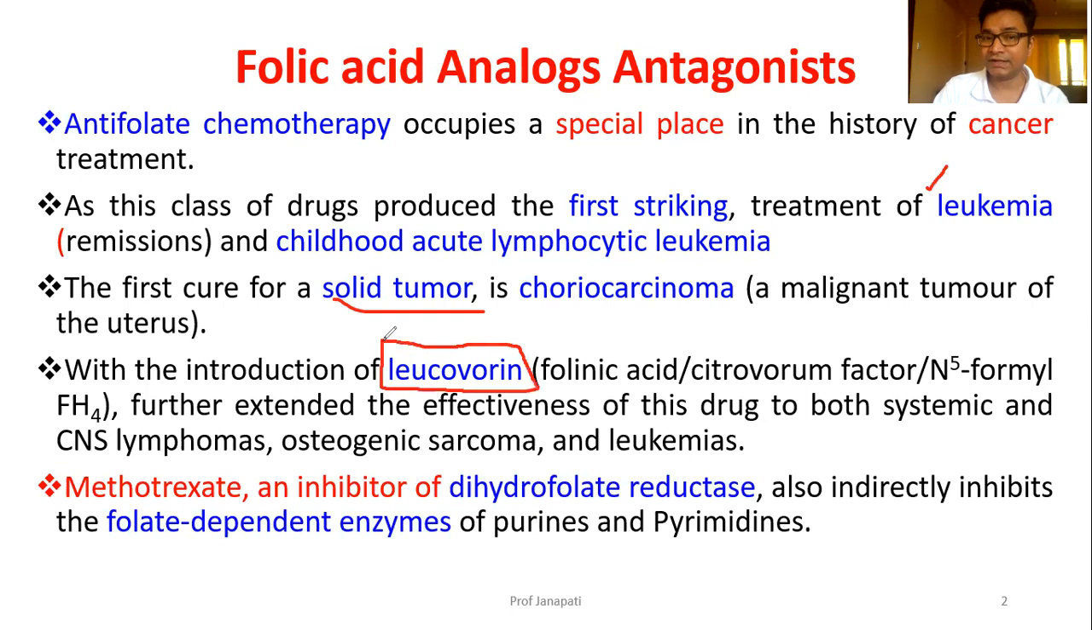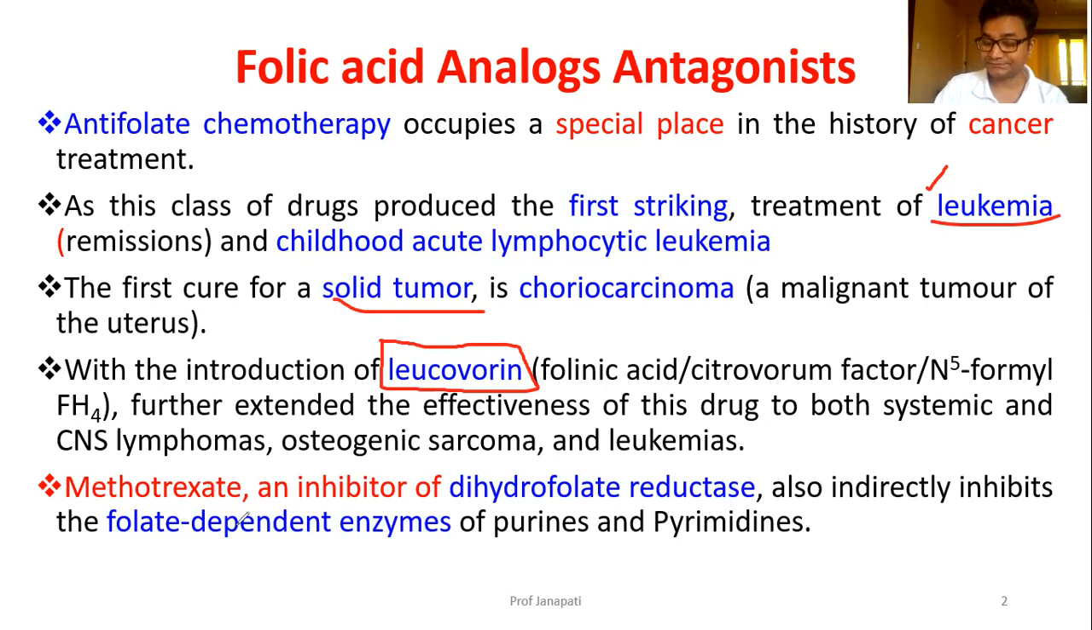Whenever you feel some side effects, you can give this drug Leucovorin, which decreases toxicity. There is also one more antidote we will discuss that was found later. Because of this discovery of Leucovorin, which is also called folinic acid or citrovorum factor or N5-formyl FH4, it has become a very prominent drug in the treatment of leukemias and solid tumors.